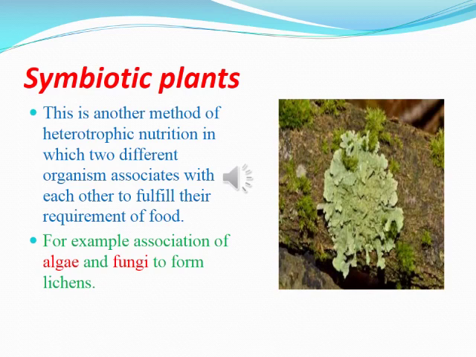Symbiotic plants. This is another method of heterotrophic nutrition in which two different organisms associate with each other to fulfill their requirement of food. For example, the association of algae and fungi to form lichens. The algae and fungi mutually benefit each other and in the process fulfill all their needs. The algae make food which is also used by the fungus. The fungus in turn gives the algae water and minerals it obtains from the substratum on which it lives.